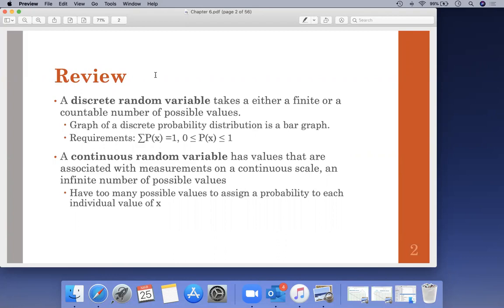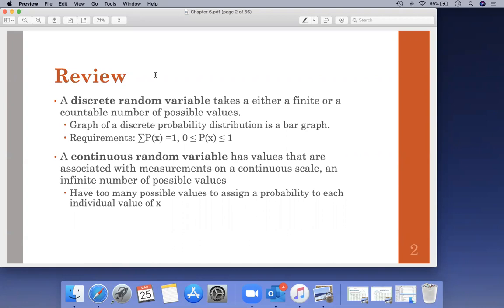For example, if you toss a coin, what are the possible outcomes? We can have only head or tail. So we have only two possible outcomes. That means we have a finite number of possible values. Or if you want, you can count like 1, 2. Another example is rolling a die. If you roll a die, how many possible values can we get? We have 6 possible values, 1 up to 6. So if you want, we can count, it is a finite number, it is a countable number.